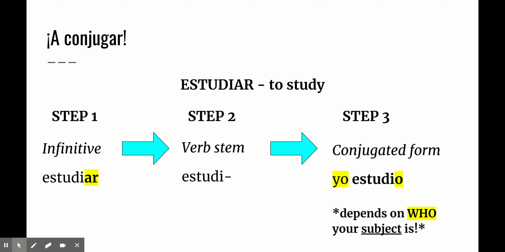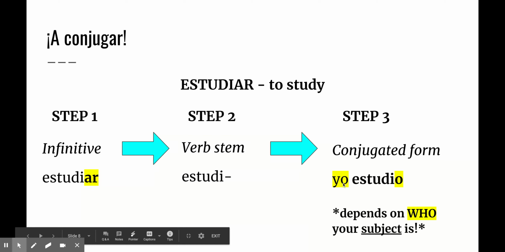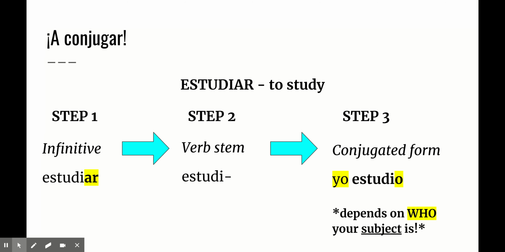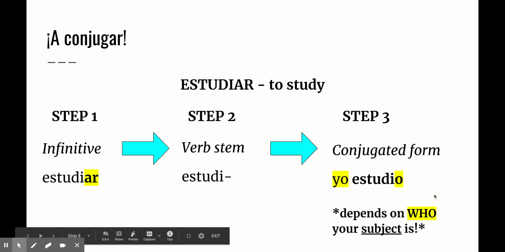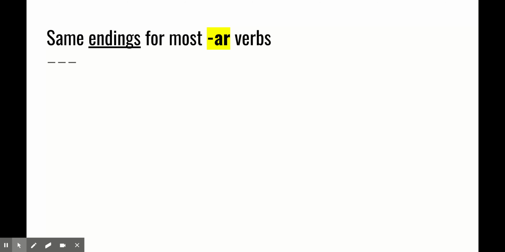Remember that it always depends on who your subject is. I cannot say yo estudiamos. Yo estudiamos would say we study. I can't say we study. I have to just say I study, right? So I would say nosotros estudiamos. So the ending kind of gives you a little hint at who the subject is, but you gotta know the subject before you can put the ending, right? So remember, subject and verb, they always stick together. Don't ever let them separate.